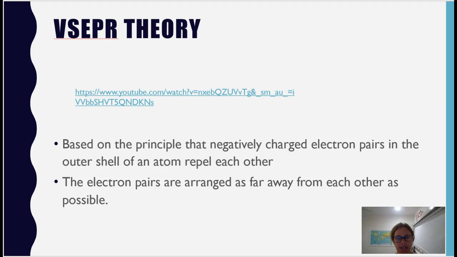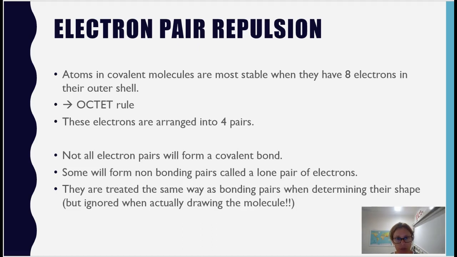Basically our VSEPR theory is based on the principle that if I've got all these electron pairs around my atom, and electrons are negatively charged, then they're going to repel each other. So when they're all repelling each other, they want to move as far away from each other as they can. So how does this work?